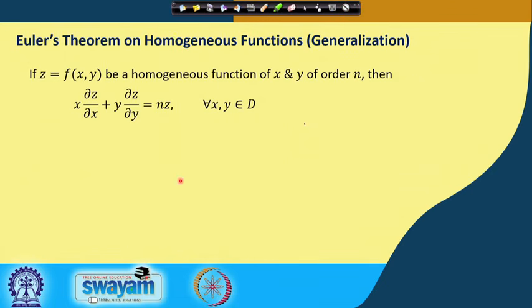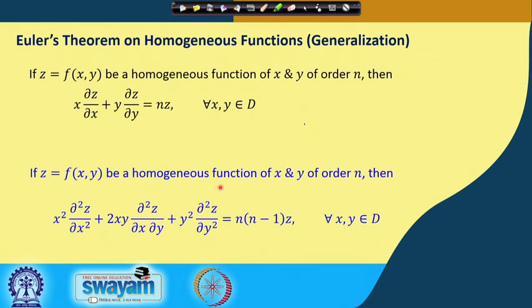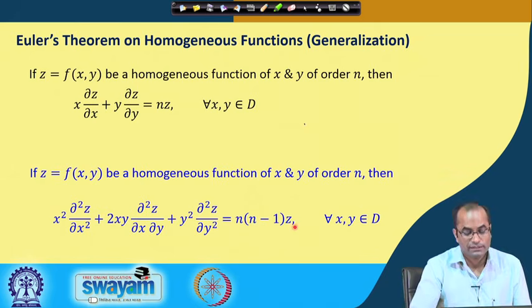Okay, so the generalization of this Euler's result: this was in the case of first order partial derivatives, but we do have results for second order partial derivatives as well, which is the extension of this. It says that x square times the second order partial derivative with respect to x, plus 2xy times the mixed partial derivative, plus y square times the second order derivative with respect to y, is equal to n into (n minus 1) z, for all x, y in the domain of the function.